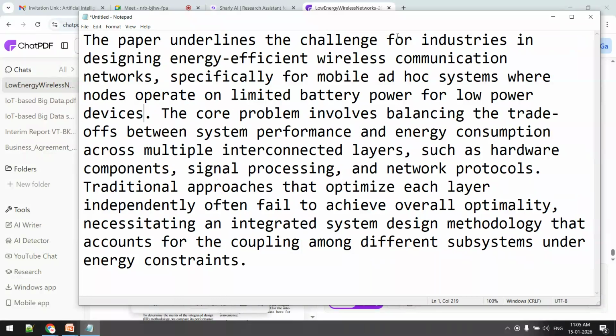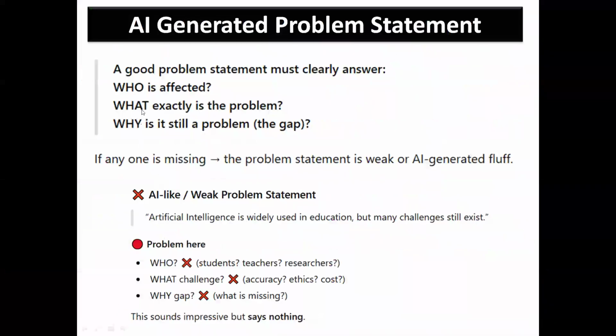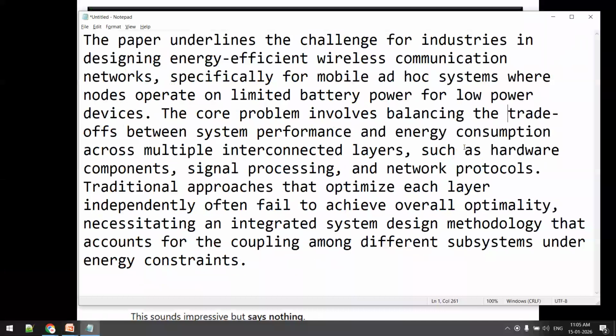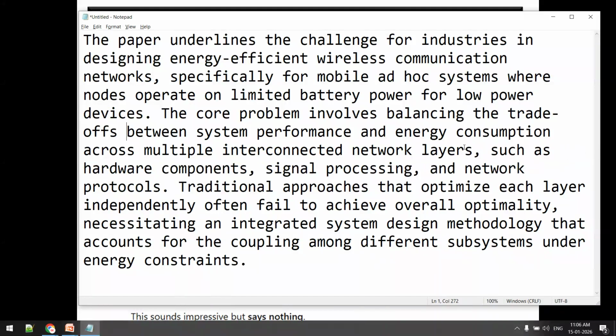Okay, now the second parameter, the second cross check we are doing: what is the problem. The core problem involves balancing the trade-off between system performance and energy consumption. But which type of balancing? We have to specify the type of balancing. Which type of trade-off? Because trade-offs are of multiple types. There are different components across multiple interconnected layers. Which interconnected layers? Multiple interconnected IoT layers or network layers. So now we are completing that.